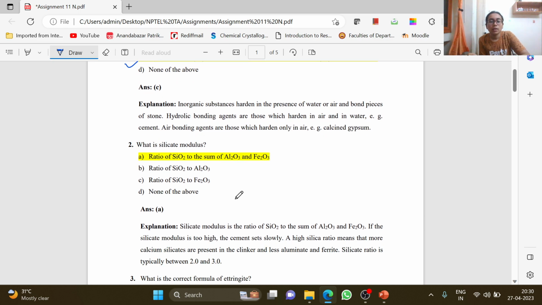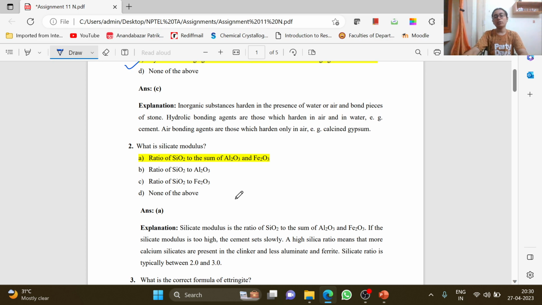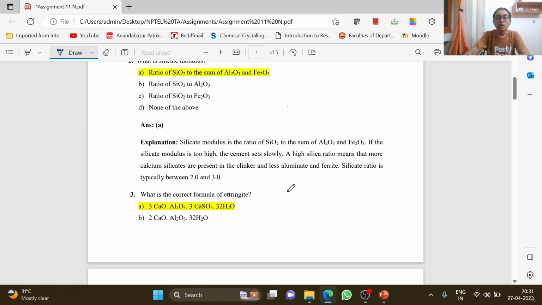Then, what is the silicate modulus? The silicate modulus is the ratio of silicon dioxide to the sum of alumina and iron oxide, Fe2O3. If the silicate modulus is too high, then cement sets slowly. A high silicate ratio means more calcium silicates are present and less alumina and ferrite. The silicate ratio should typically be between 2 and 3. This is the acceptable silicate ratio.